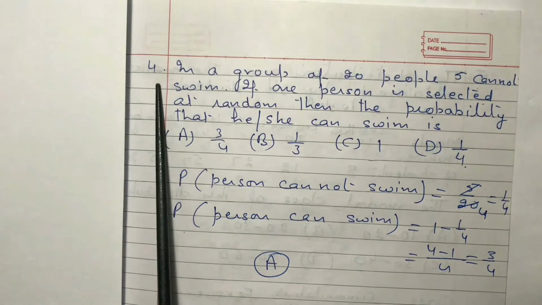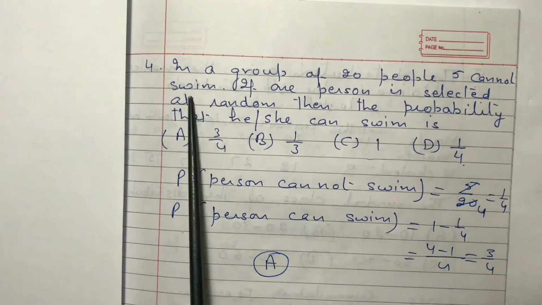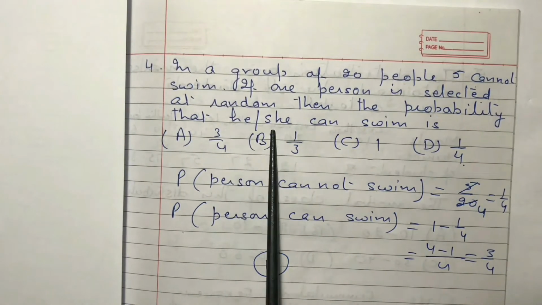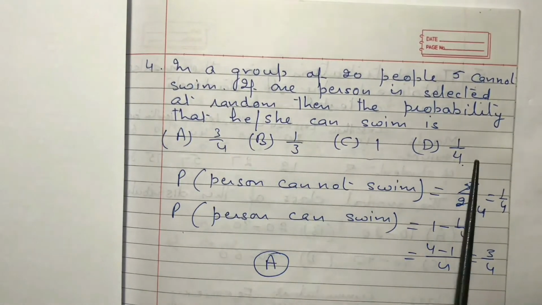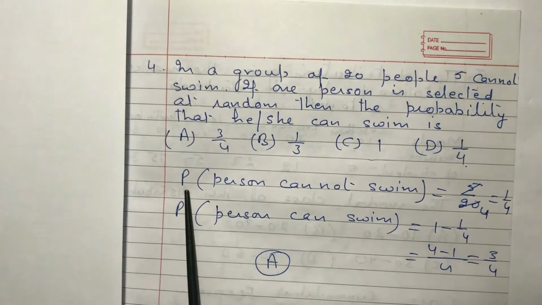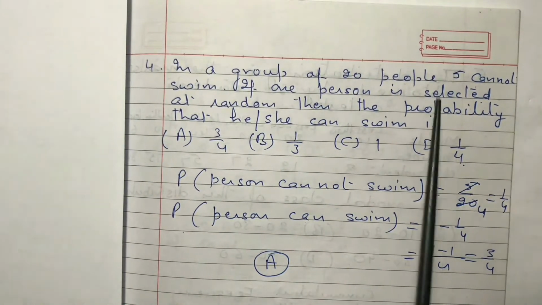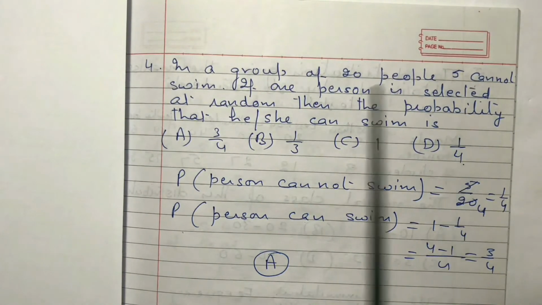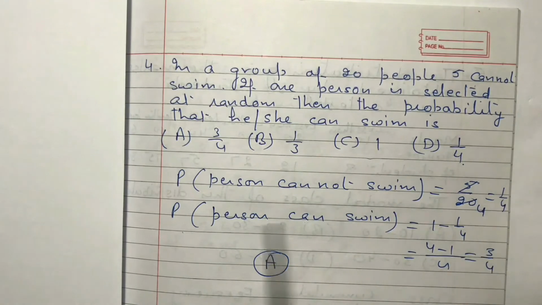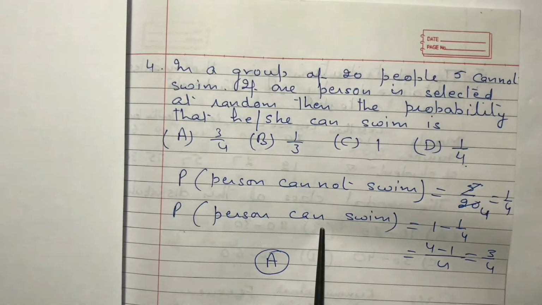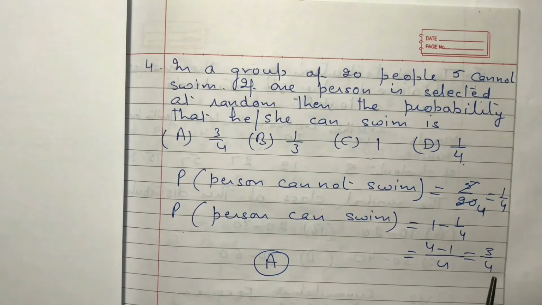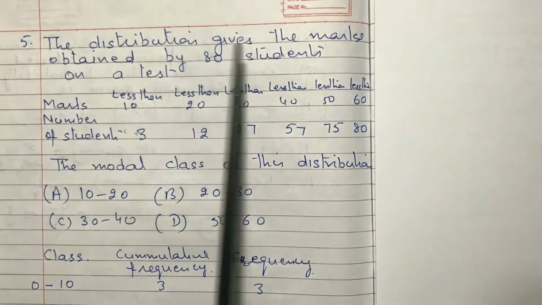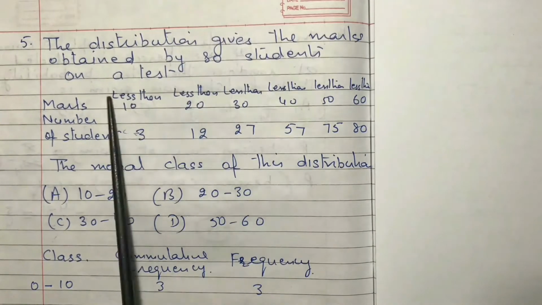Now in the fourth question, in a group of 20 people, 5 cannot swim. If one person is selected at random, then the probability that he or she can swim is, again there are four options. So the probability a person cannot swim: there are a total of 20 people, 5 cannot swim. So the probability will be 5 upon 20, that is 1/4. And the probability a person can swim is 1 minus 1/4, that is 3/4. So the answer is A.